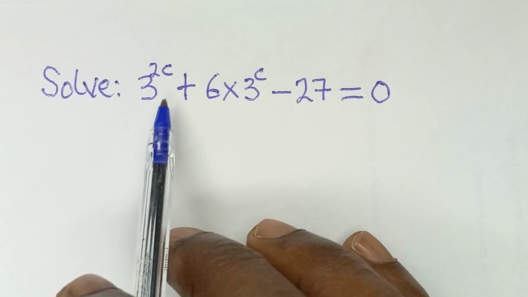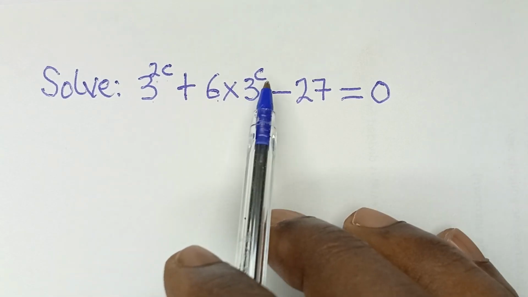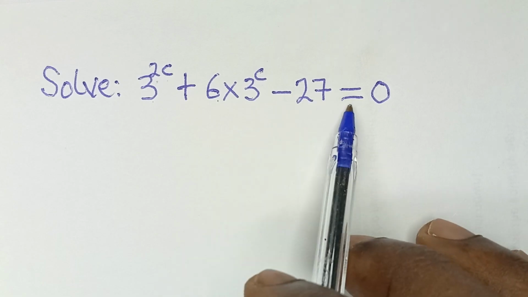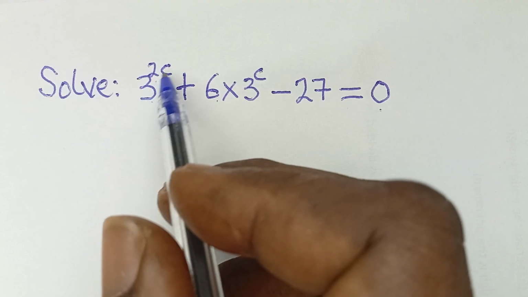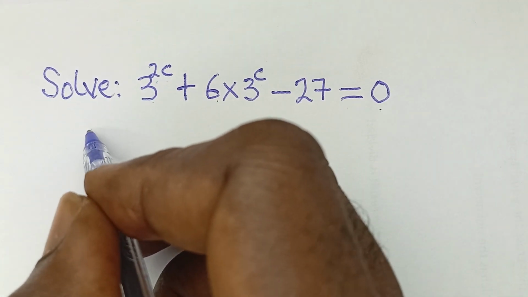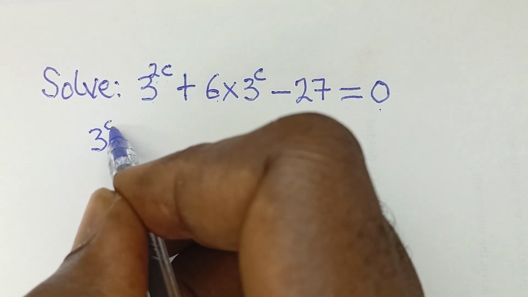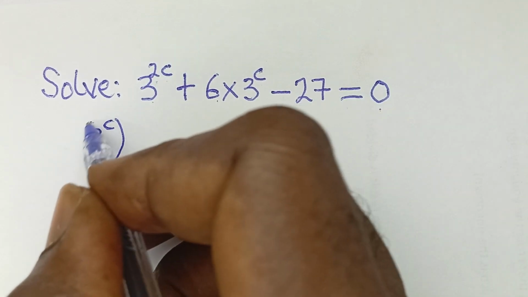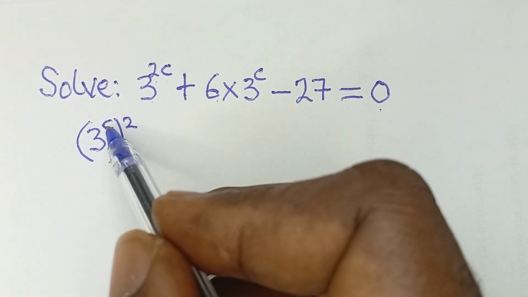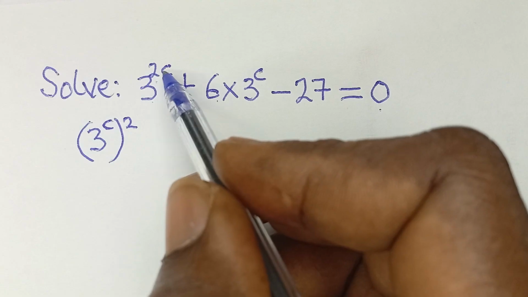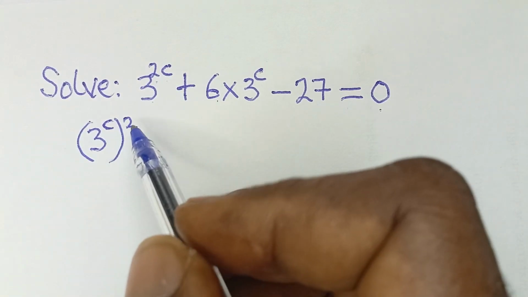The question here says solve 3 raised to the power 2c plus 6 multiplied by 3 raised to the power c minus 27 is equal to 0. Now, this 3 raised to the power 2c can be expressed as 3 raised to the power of c, and then all raised to the power of 2. Don't forget, so that when you multiply these two powers, 2c, it takes you back to this position. Don't forget that powers are multiplied according to indices.